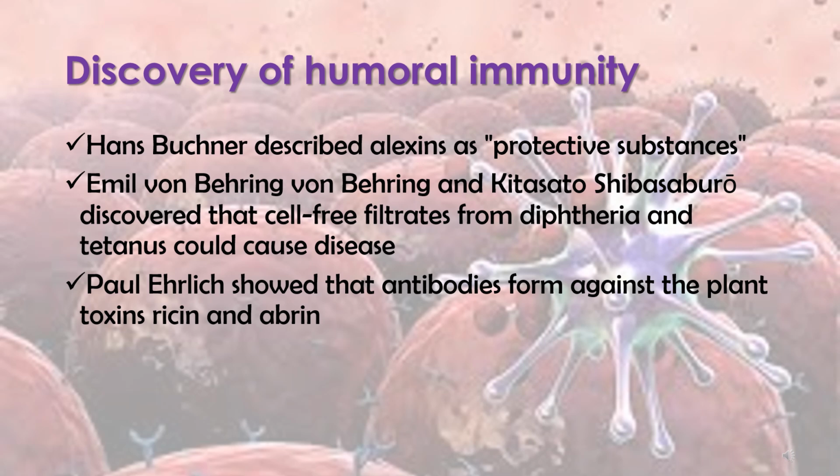In 1890, von Behring and Kitasato Shibasaburo discovered that cell-free filtrates from diphtheria and tetanus could cause disease. They also discovered that immunized serum could neutralize the toxins and transfer immunity to others. In 1897, Paul Ehrlich showed that antibodies form against the plant toxins ricin and abrin, and proposed that these antibodies are responsible for immunity.